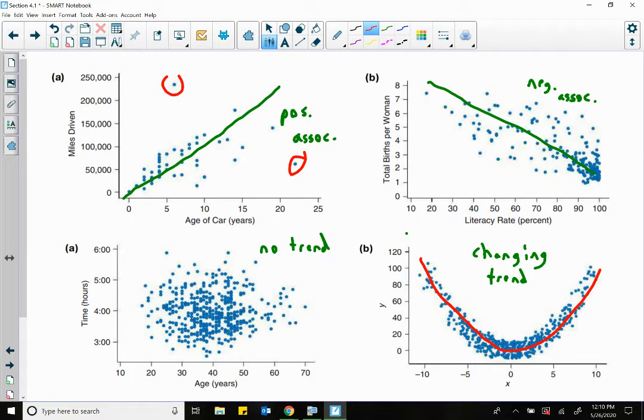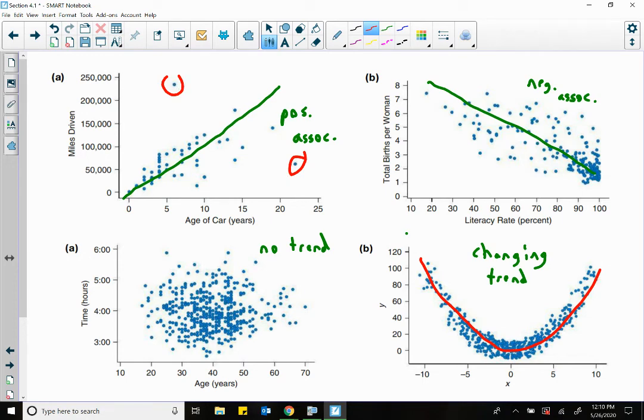Some things, again, like what we were talking about. If we're talking about the positive association that's going on here, what that means is that as the age of the car increases, what happens to its value? Or what happens to the miles driven? They increase. So as you have the car longer, your miles should increase. Obviously, this person had the car for a short amount of time and drove it a lot.